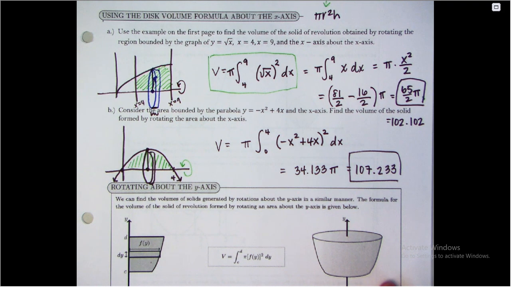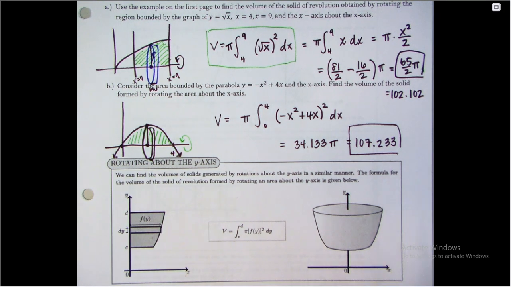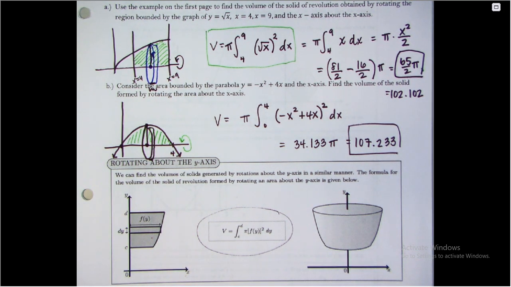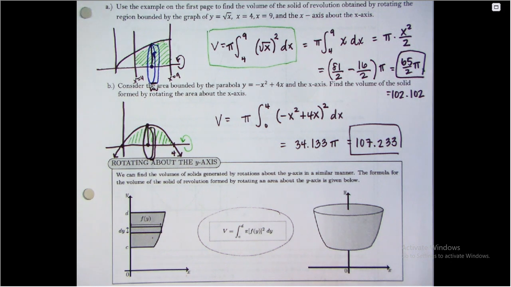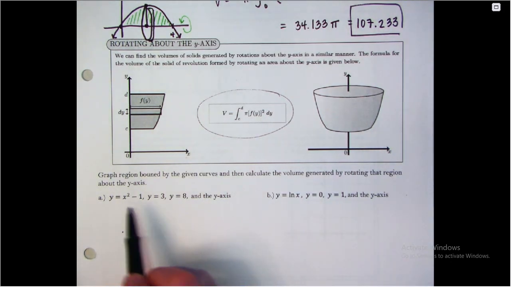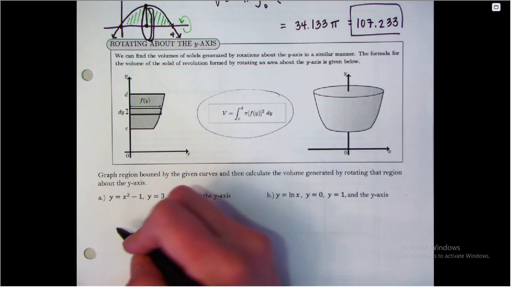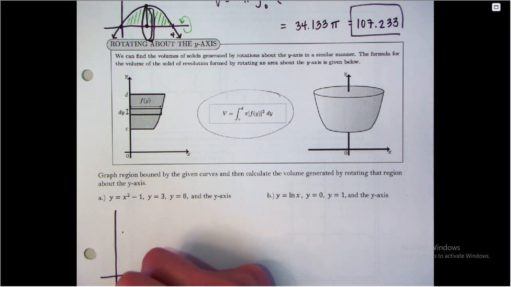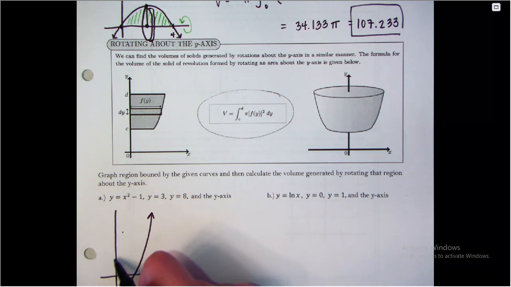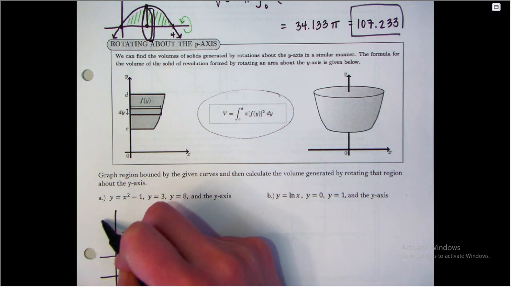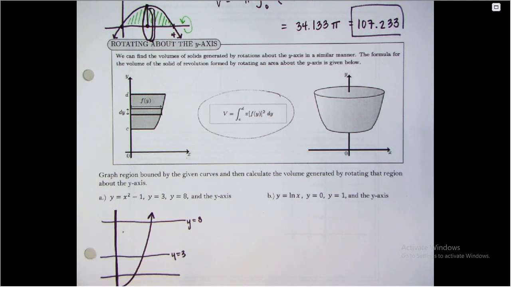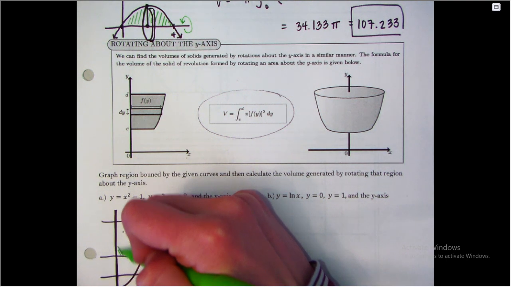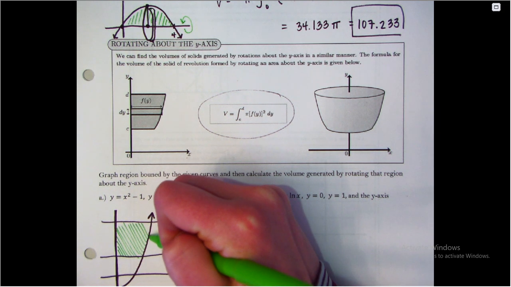So rotating around the y-axis is a very similar method. The formula does not change whatsoever. It's just that I would consider everything in terms of my y values. So let's try one of those, or two. I'm going to make a quick sketch here. We want to look at y equals x squared minus 1. And let's see, that would look something like this. -1 down here. Y equals 3, not drawn to scale. And y equals 8. And then we have the y-axis going here. So I would want to consider the region bounded by or fenced in by those 4 curves.